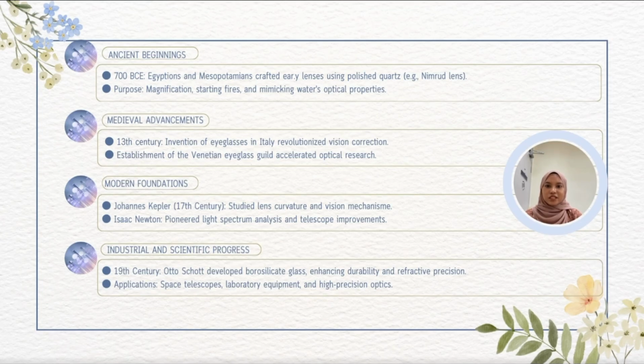Glassmakers and scientists collaborated to refine optical technology, which culminated in the 17th century with the works of pioneers like Johannes Kepler and Isaac Newton. This advancement led to precise lenses for telescopes and microscopes, revolutionizing both astronomy and biology. Modern innovations such as borosilicate glass, introduced by Otto Schott in the 19th century, have further advanced imaging technologies. This durable and highly refractive glass has been used in microscopes, space telescopes, and laboratory equipment, cementing its role in contemporary optics.